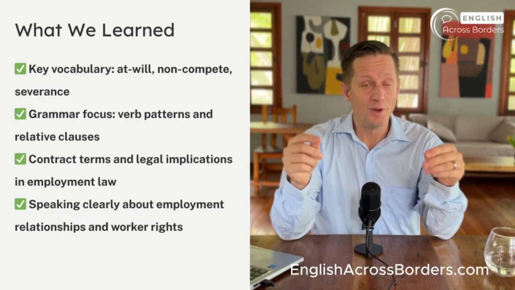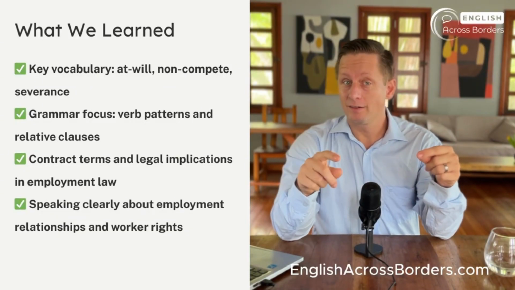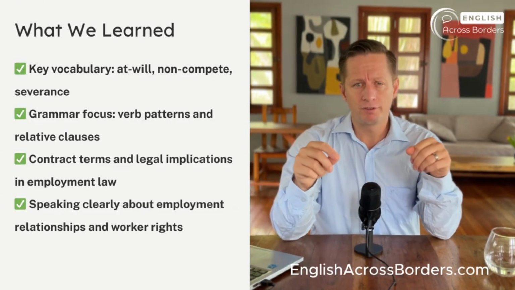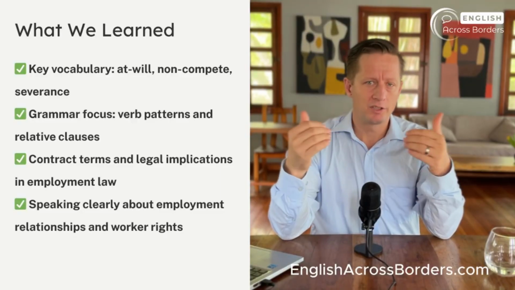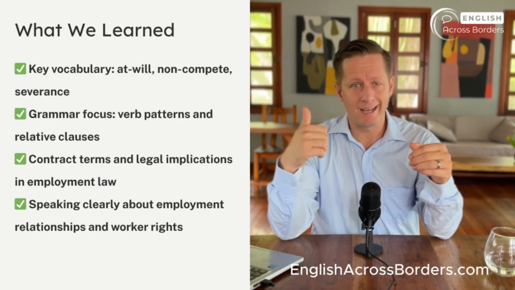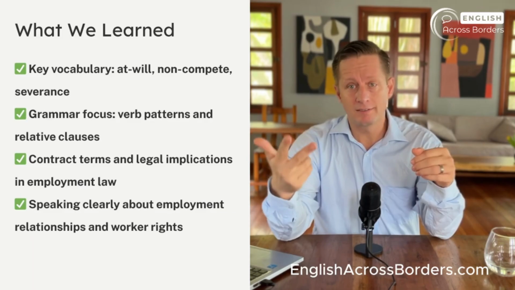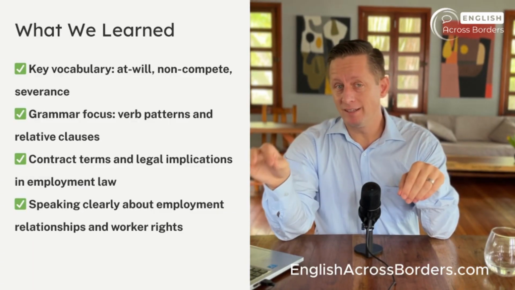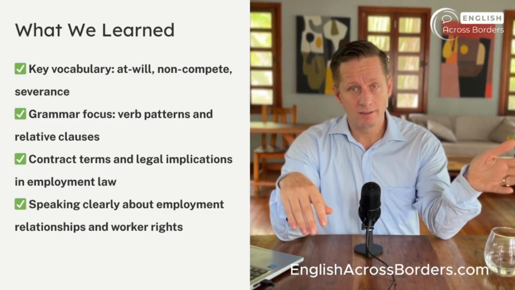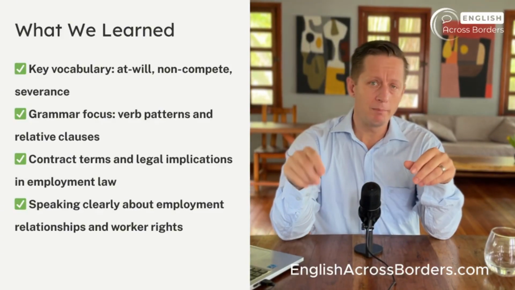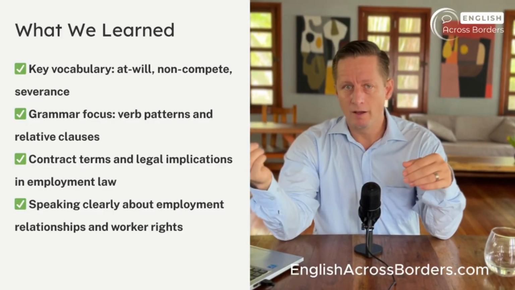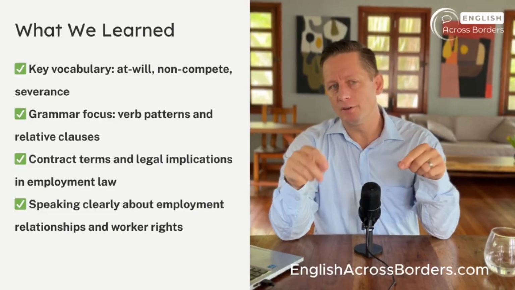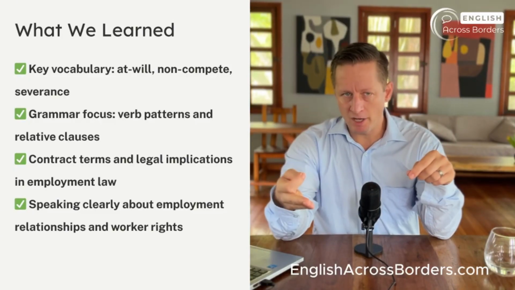Great work today. We covered a lot of ground, and all of it is essential for lawyers working in labor and employment law. First, you learned key vocabulary that comes up in contracts, words like at will, non-compete, and severance. These aren't just terms, they define how someone's job begins and how it can end. Then we focused on grammar that really matters in legal writing and speaking, verb patterns, and relative clauses. These tools help you sound clear, accurate, and professional.